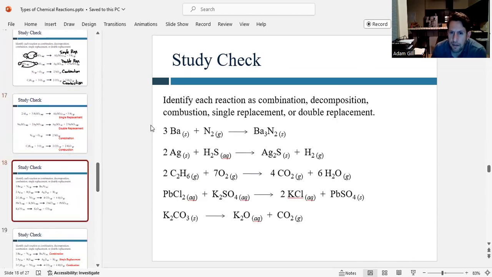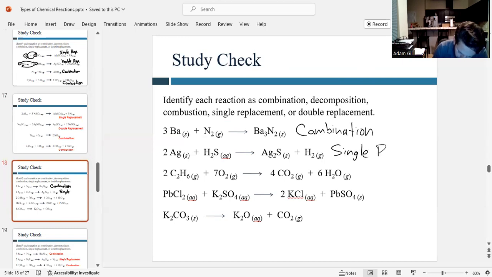All right, identify these reactions. So barium and nitrogen combining to make barium nitride. Well, that's definitely a combination. Two things making one thing. The next one, this one looks like a single replacement because the silver and the hydrogen are swapping spots. The next one, we've got carbon and oxygen making CO2 and water. That's got to be a combustion.